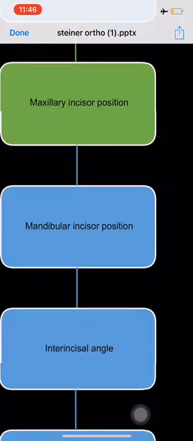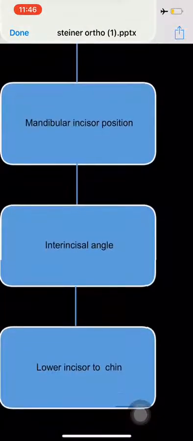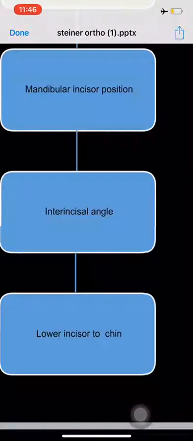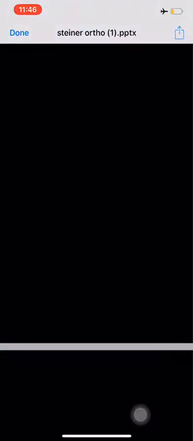plane. Also, interincisal angle. The interincisal angle as a dental measurement is the angle formed from the line which crosses the long axis of the upper central or maxillary central incisor and the long axis of the lower incisor or mandibular incisor. Lower incisor relation to the chin also can be conducted during dental analysis.